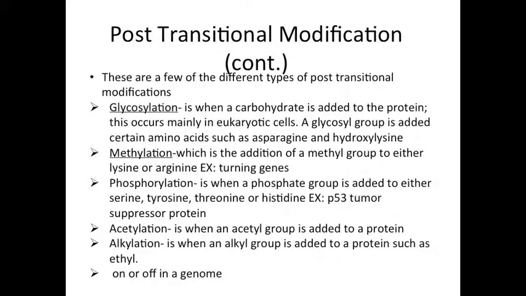Post-translational modification occurs after translation. It's when a protein completes extra steps in order to be fully functional, and occurs at the peptide terminus. One example is glycosylation, which is when a carbohydrate is added to the protein. Methylation is the addition of a methyl group to either lysine or arginine. And lastly, phosphorylation is when a phosphate group is added to either serine, tyrosine, or threonine.